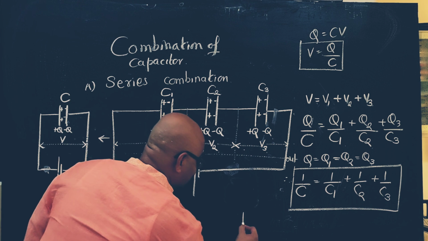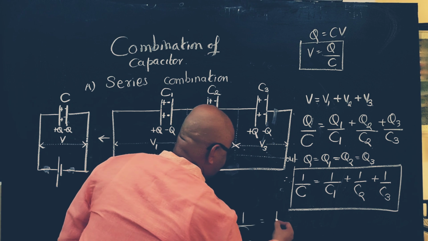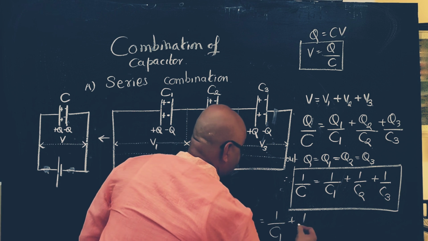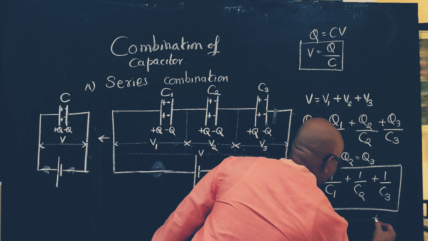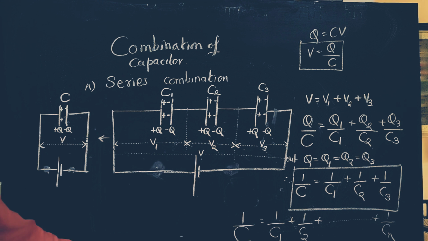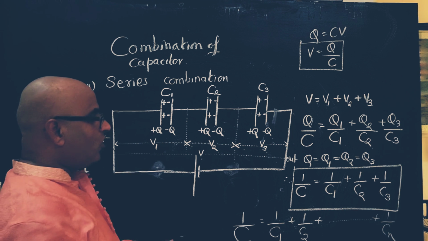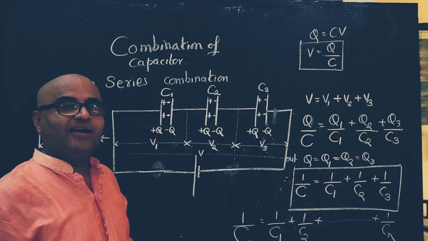If there are n capacitors, what will I write? 1 upon CS is equal to 1 upon C1 plus 1 upon C2 plus 1 upon CN. Got it? So in case the capacitors are connected in series, the reciprocal of equivalent capacitance is equal to the sum of reciprocals of the individual capacitance.